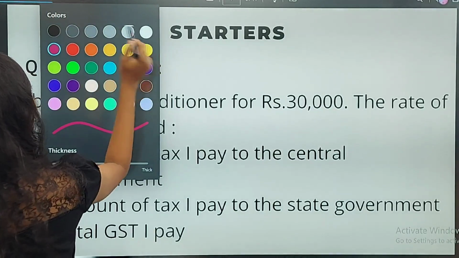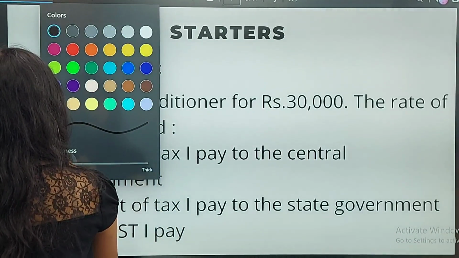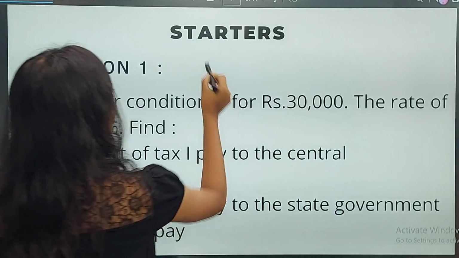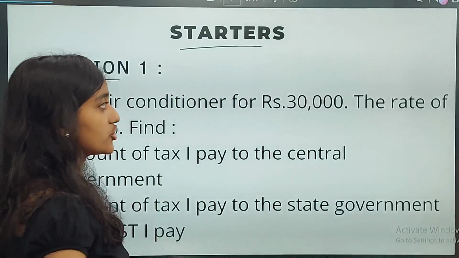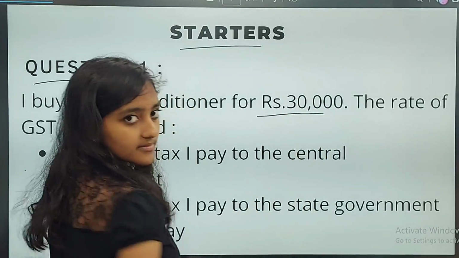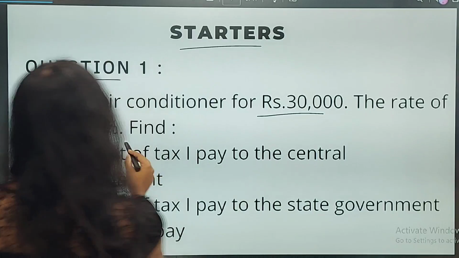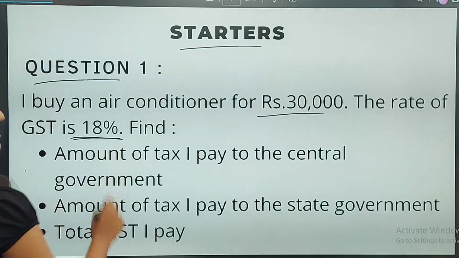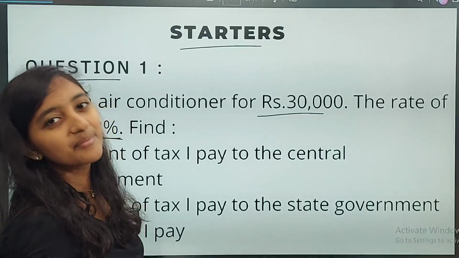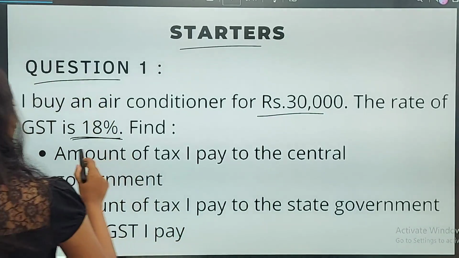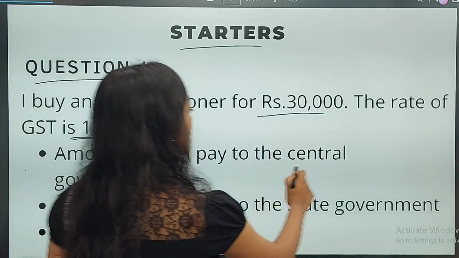Let me go for black. Should I go for less thickness or more thickness? Okay. So these are starters. Question 1. I'm buying an air conditioner for 30,000 rupees. The rate of GST is 18%. All other goods 18%. Not that you need to remember that table, but I'm saying that it is that. Find the amount of tax I need to pay to the central government.